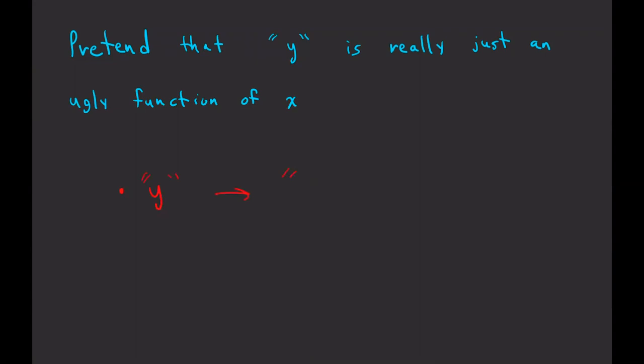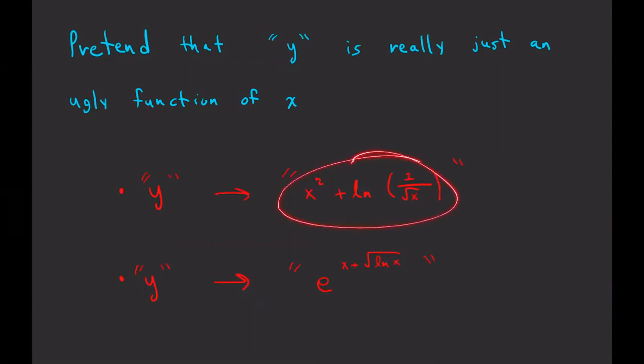Think to yourself that when I say y, replace it with, I don't know, x squared plus ln of 1 over square root of x, just something really ugly like that. Or just think of y as being equal to, I don't know, e to the x plus square root of the ln of x, just something really complicated and ugly. The reason I'm having us do this is because for the rest of this lecture, when I'm writing y, it's really just a placeholder for whatever my function is. If my function is complicated and ugly, it's just a lot easier to write y right there.